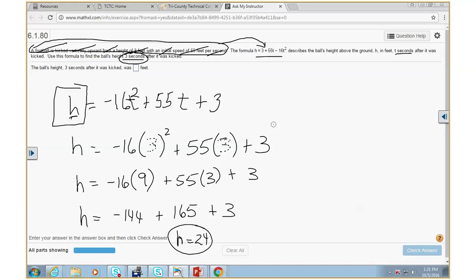It wouldn't matter if I did not. As long as you keep the sign in front of it, it doesn't matter. So this negative 16t squared I'll put right here. The positive 55t goes right here. And then this is a plus in front of that 3, because if it was negative, it would be a negative.